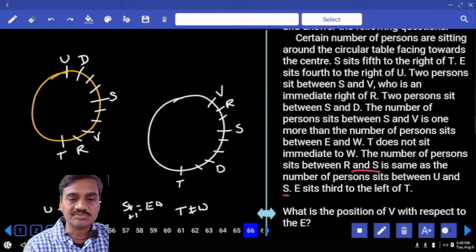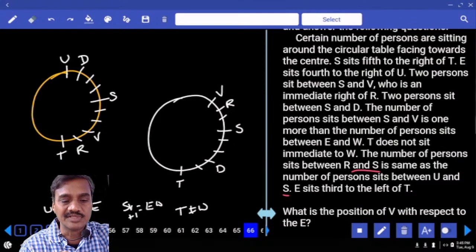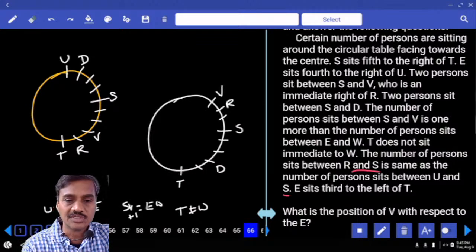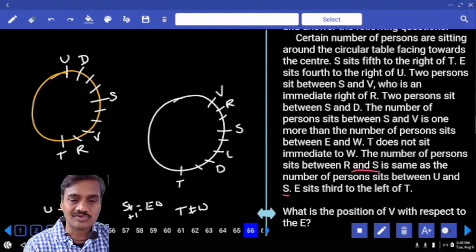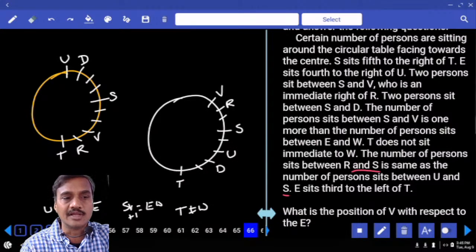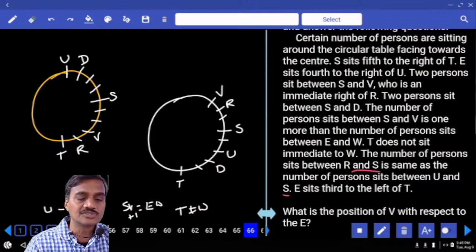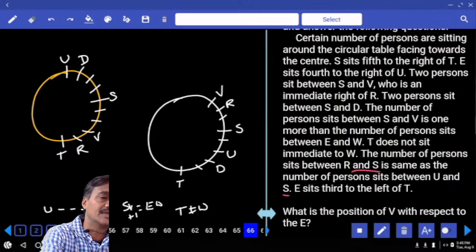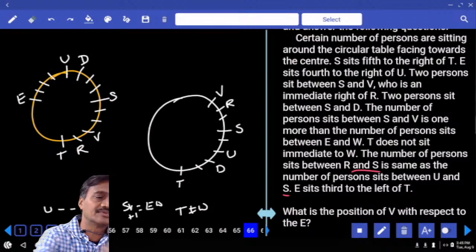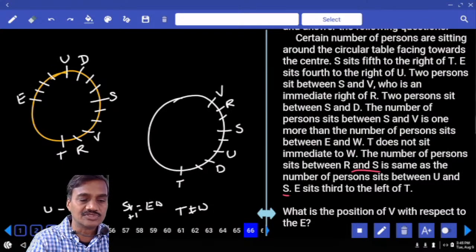And in the second case, between R and S, how many people are there? There is exactly 1 person. And there must be 1 person between U and S. Now between U and S there must be exactly 1 person. If U is here, then E is fourth to the right of U, 1, 2, 3. Now E is at this place. Now we are done with this information.